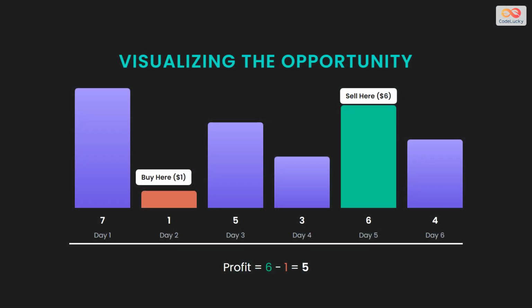Let's visualize this with a bar chart. On the horizontal axis, we have the days, and the height represents the price. If we look at this example, buying on day 2 at price 1 and selling on day 5 at price 6 gives us the maximum possible profit of 5.